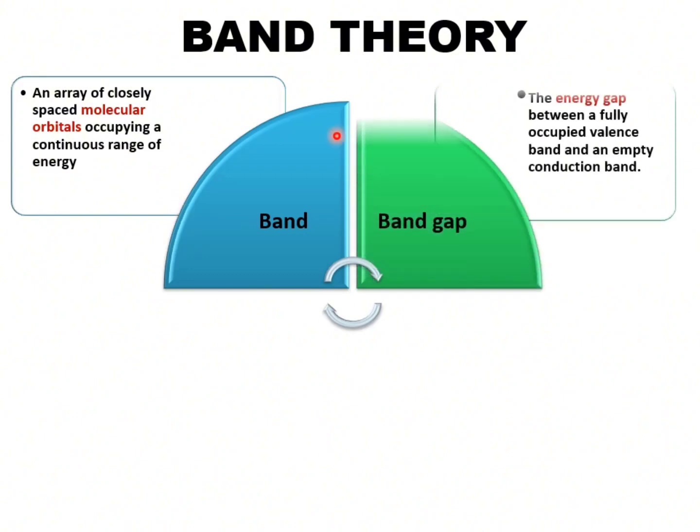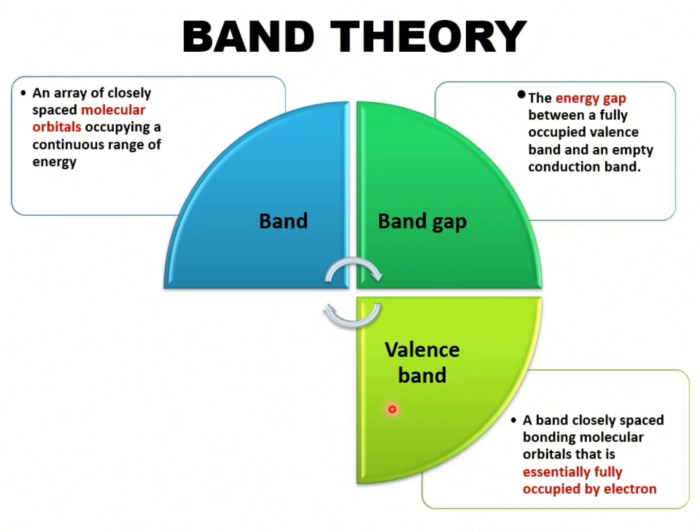Okay. Next, band gap. So what is band gap? Band gap is the energy between a fully occupied valence band and an empty conduction band. So sebenarnya band gap ni adalah jarak di antara valence band dan juga conduction band. So ini penting untuk awak faham band theory nanti. Okay, so what is valence band? What is conduction band? Okay, so we look at the first one, valence band.